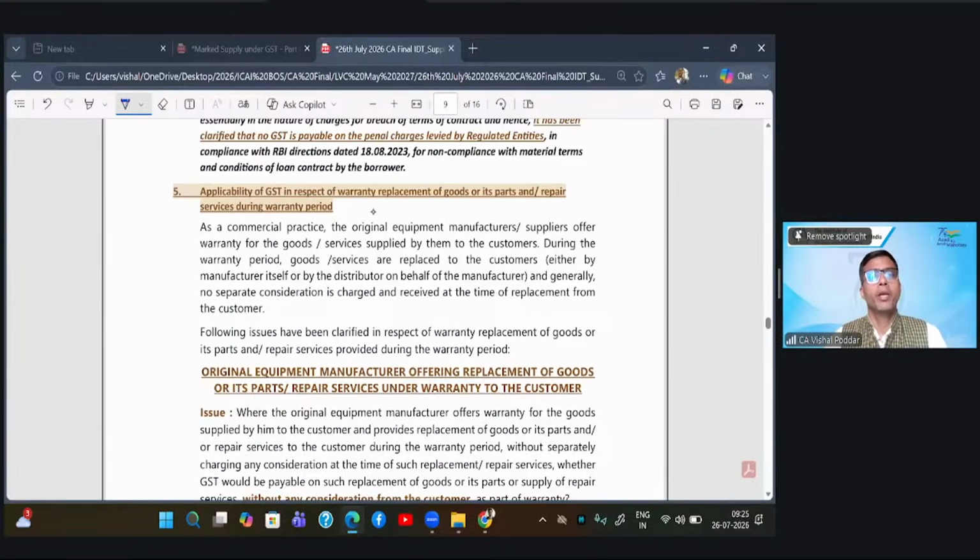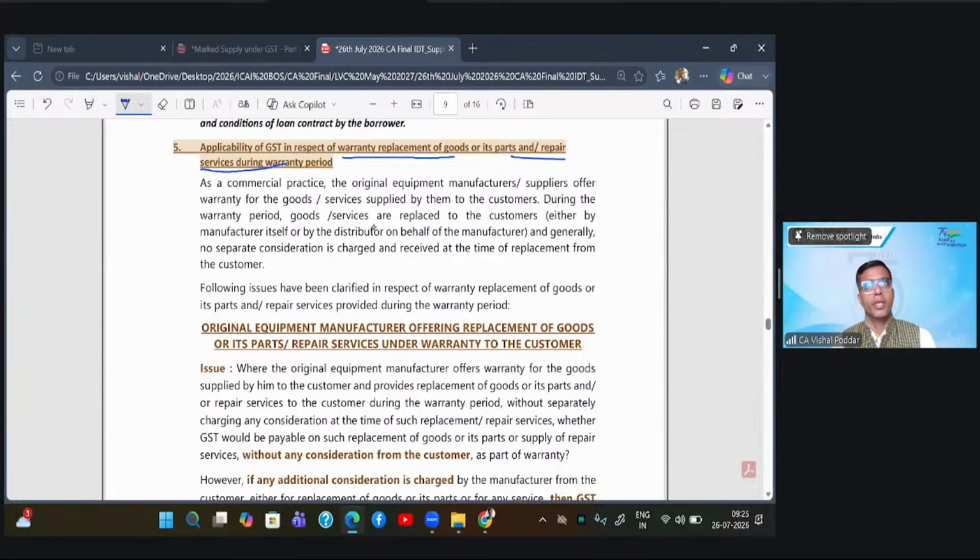Next, applicability of GST in respect of warranty replacement of goods and in case of replacement of parts or providing repair services during the warranty period. Now understand this, students. In case of warranty, there may be three parties involved. What are the three parties? One is the original equipment manufacturer. The other is the dealer, and you are the customer. Now let us say I am the dealer. You purchase from me a television set for rupees, let us say, 5 lakhs.